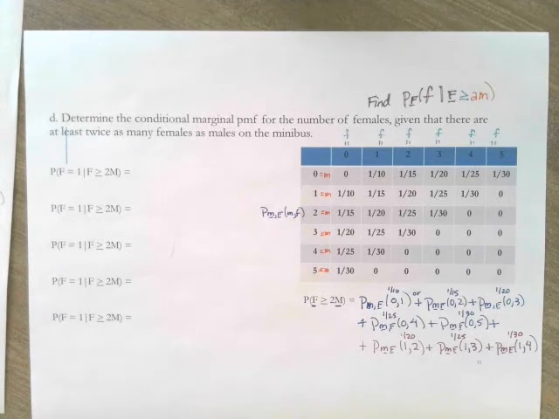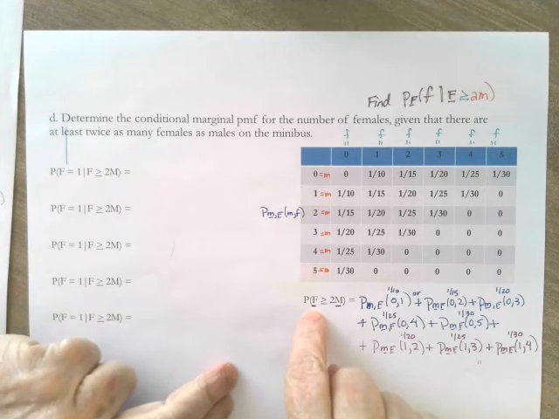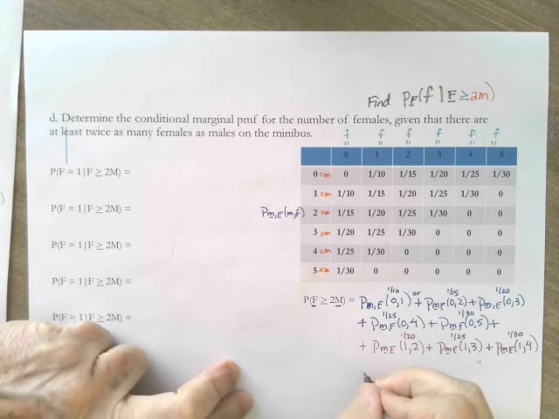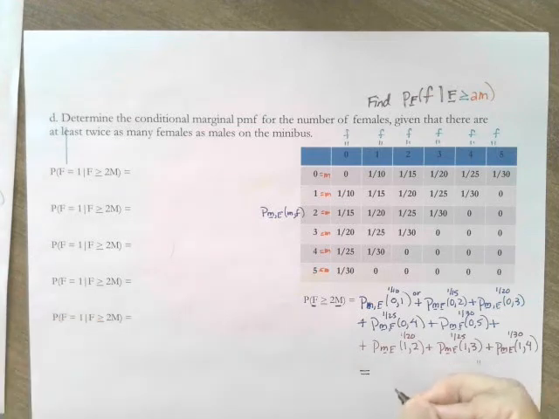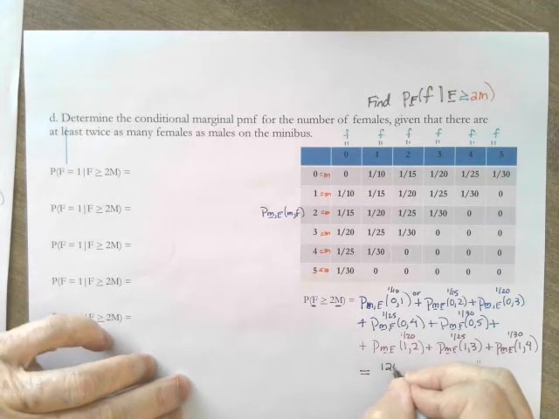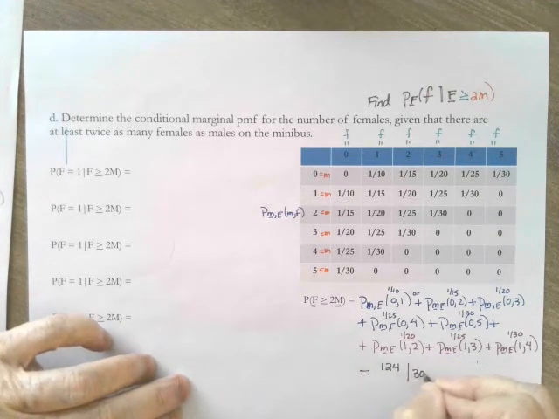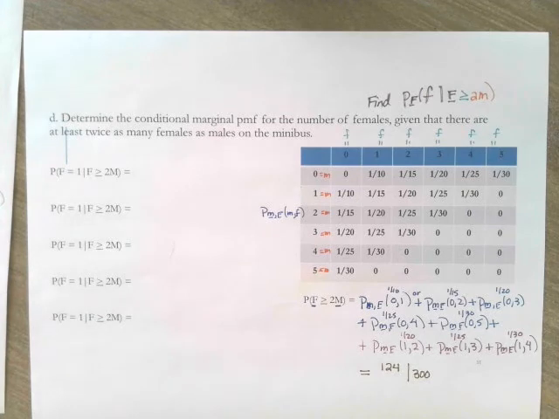And when you get all done with all of that, you will end up with the probability that the number of females is bigger than or equal to 2 times the number of males. Add it all up, common denominator, you can simplify it if you want to, I just didn't: 124 over 300. You could certainly simplify it if you want to, but there you have it. And I'm going to need that value in just a minute.